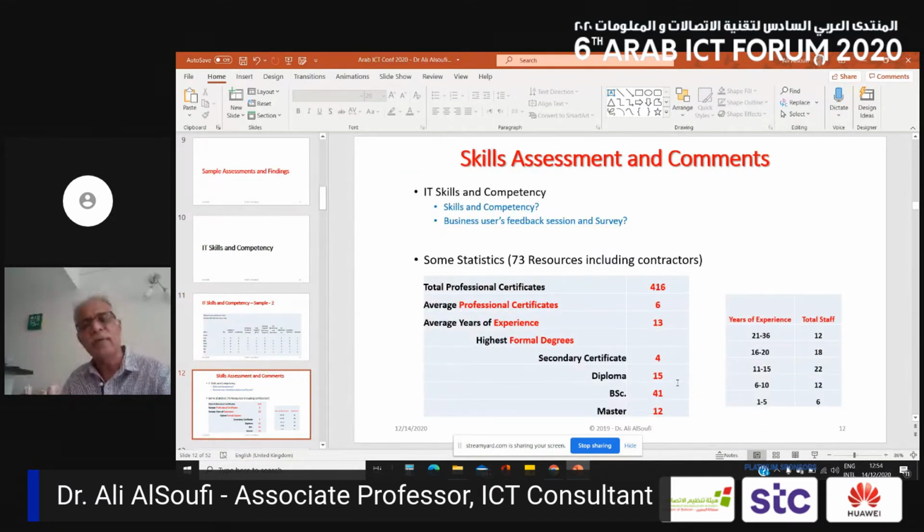Then I said, okay, let me see how qualified they are. When I looked, I found that 73 resources have 416 certificates. I don't know, but with all these certificates, the business is still complaining. There's something wrong here. They have professional certificates, diplomas, and 12 of them have masters. I also analyzed the number of years of experience by staff. Again, I'm very surprised: why is the business still complaining with all these experiences and certificates?